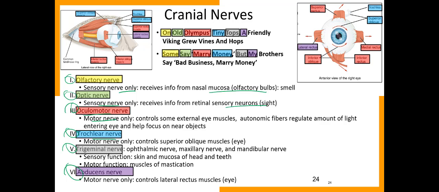Trochlear nerves, motor nerve only, controls a muscle of the eye. Trigeminal nerve, name tri, means that there are 3 nerves mixed up into one. So you can see here, ophthalmic nerve, maxillary nerve, mandibular nerve. And you know what the maxilla and the mandible do. So no surprise that it controls the muscles of mastication. Mastication means chewing. And then the abducens nerve also helps to control muscle movement of the eye. So these are cranial nerves 1 to 6.